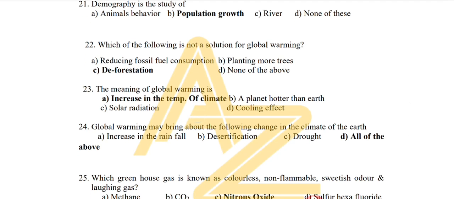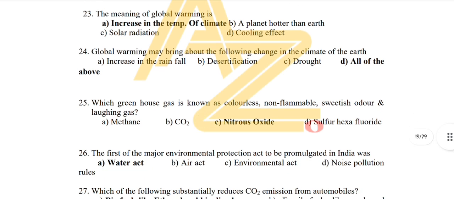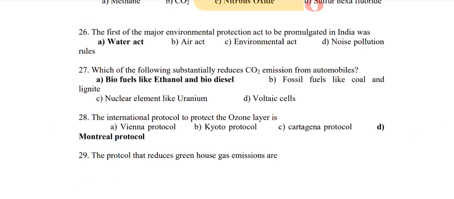Demography is the study of population growth. 22nd question, which of the following is not a solution for global warming? Deforestation, option C. 23rd question, the meaning of global warming is an increase in the temperature and climate, option A. 24th question, global warming may bring about the following changes in the climate of the earth. Option D, all the above. 25th question, which greenhouse gas is known as a colorless, non-flammable, sweet-smelling gas, also called laughing gas? Option C, nitrous oxide. 26th, the first of the major environmental protection acts to be promulgated in India, Water Act.